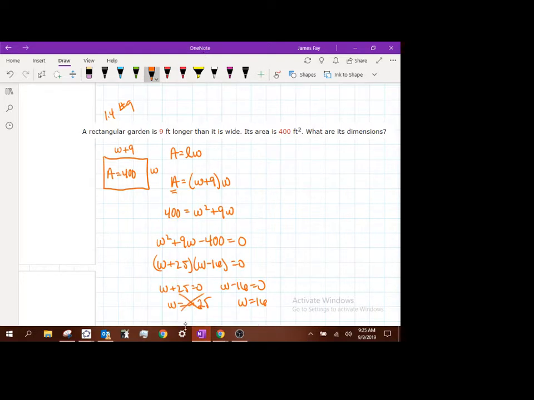Yeah, you can't have a distance that's negative. So the width can't be negative 25. However, what you find out here in a moment is that if W is 16, what is the length? It is indeed 25, right? So that's what it's looking for, those two dimensions, 25 and 16. Not the only way you can do it, all right? We wrote this in terms of the width. Should I do this?